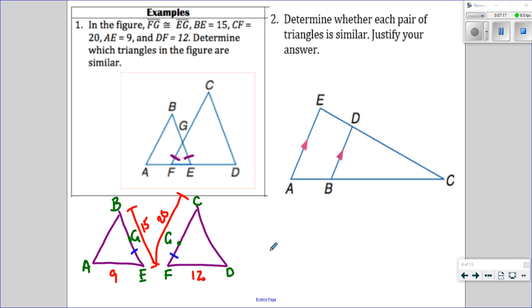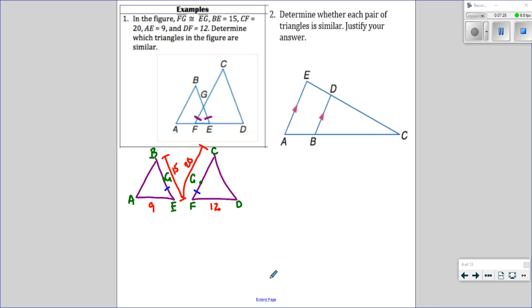Alright. So in the figure, they gave you all the information, and they wanted to determine which triangles in the figure are similar. So in order to figure out if they're similar, let's look at the sides. So I'm going to set it up so I have AE to DF, and then I have BE to CF. And I'm going to see if they are similar.